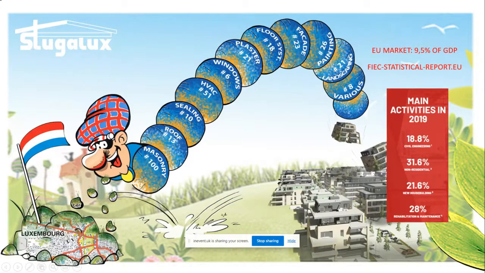To give you a little perspective over the whole market in the European Union, 9.5% of the GDP is construction. And it's civil engineering, non-residential, new residential building, and rehabilitation, in French you say transformation, and maintenance. So almost half of it is always composed of housing projects, either new ones or old ones.